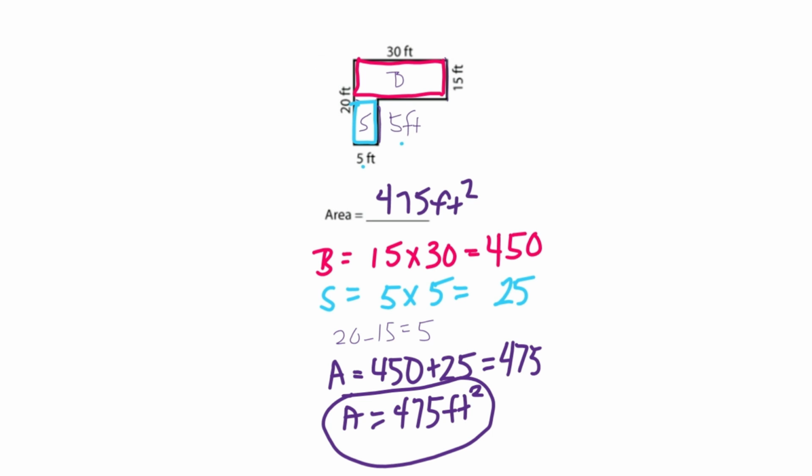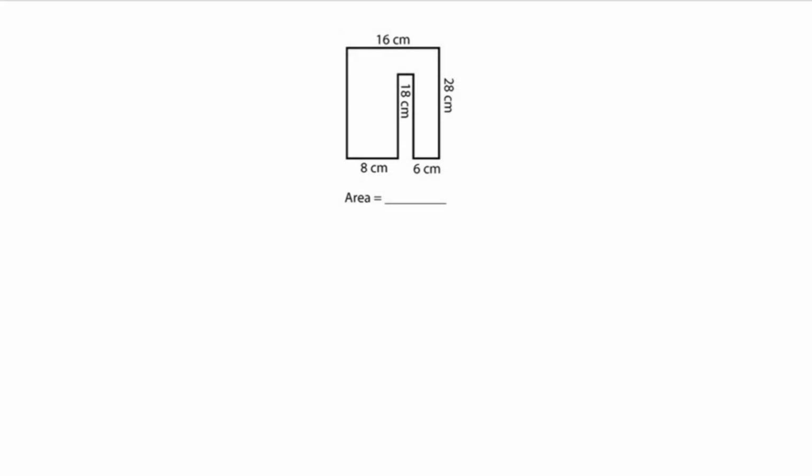Let's try another one. In the previous one we added the two shapes, the big and the small. Here we have an outer rectangle and an inner rectangle. We're going to take the bigger shape on the outside, and we're going to subtract the inner rectangle. For the outer rectangle, we have a length of 28 and a width of 16, and that equals 448 centimeters. Now the inner, we have to do some calculation.